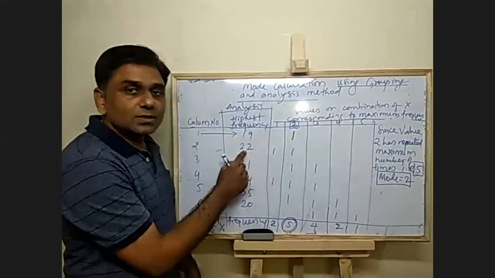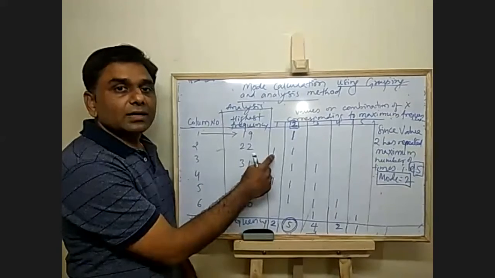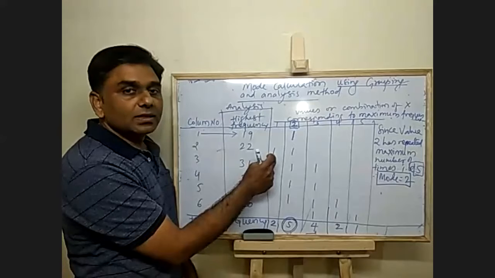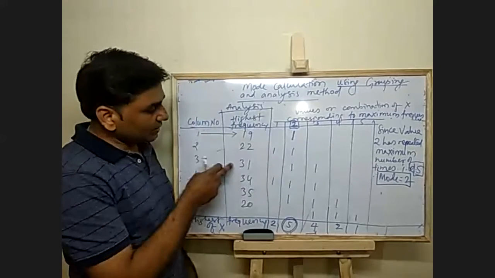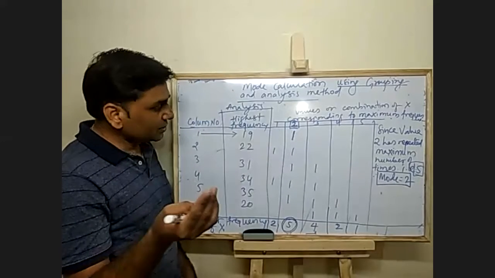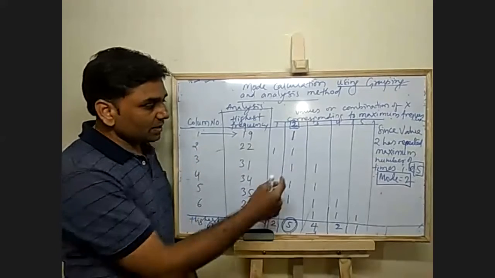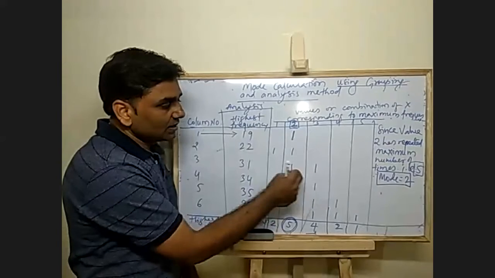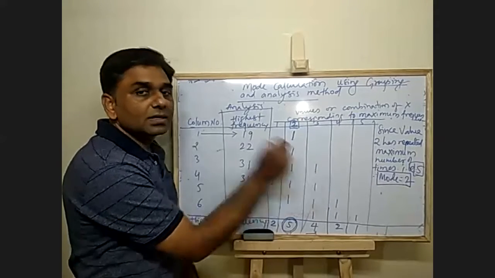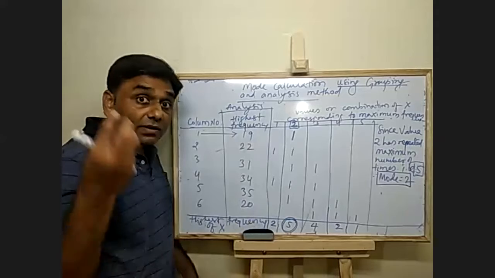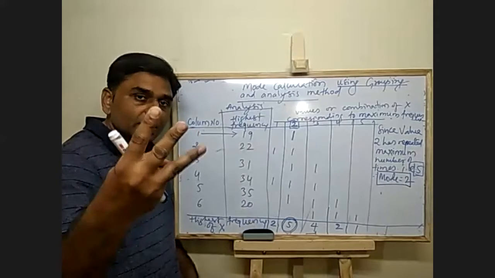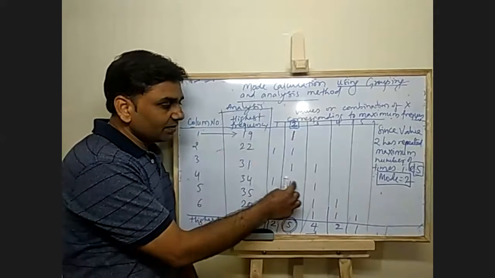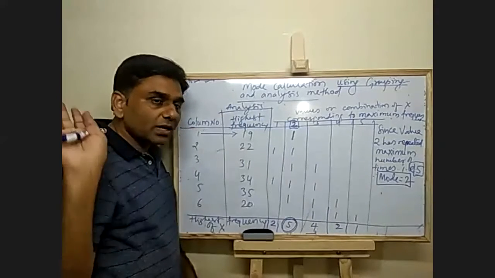So 22 is a combination of 2 numbers and those 2 numbers are appearing in this and this. Likewise 31. 31 is a combination of 2 numbers which are appearing in 2 frequencies and those 2 frequencies are one in this class and one is here. Likewise 34. 34 is a combination of 3 numbers, 3 frequencies, first frequency, second frequency, third frequency. You just put the value.